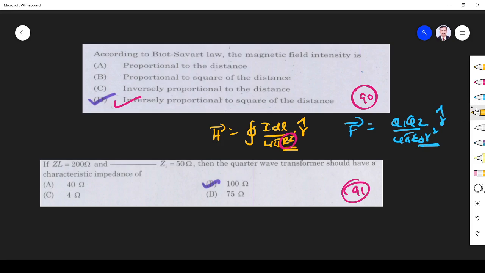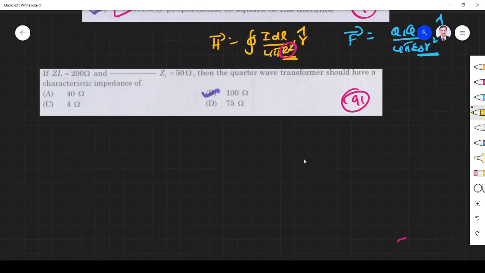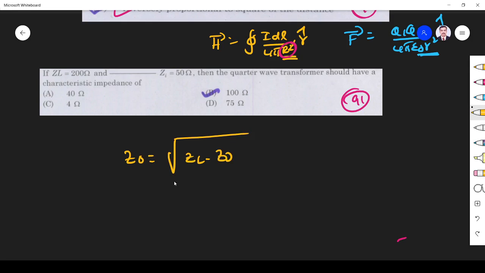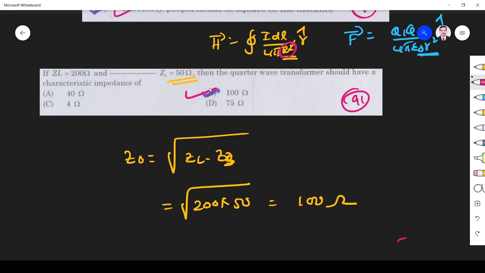Next question. ZL is equal to 200, Z0 is equal to 50. Then the quarter wave transformer should have what characteristic impedance? The characteristic impedance of a quarter wave transformer is square root of ZL into ZS, sorry, ZL into the source impedance. So ZL as per the problem is 200, source impedance or input impedance is 50. So that is equal to 100 ohm. So the option is B. Right? So simple problem.